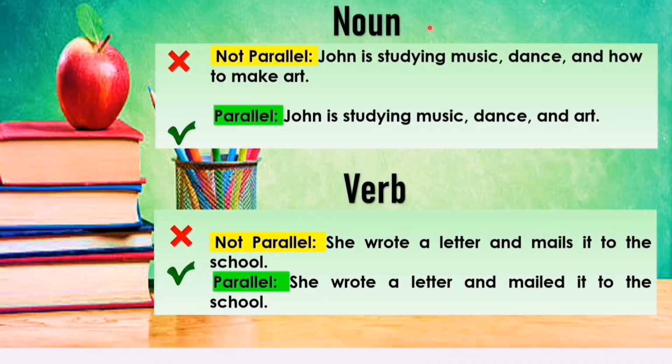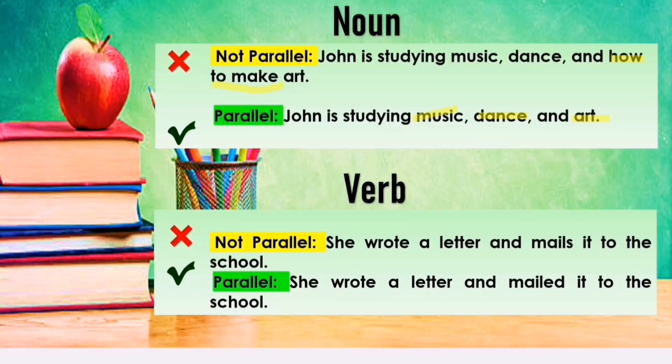For noun, we have John is studying music, dance, and how to make art. This is not parallel because it did not use nouns all throughout the sentence. We need to remove the words how to make. It should be John is studying music, dance, and art.